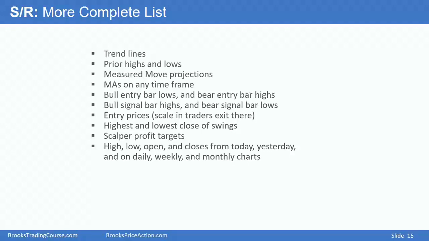Profit targets where scalpers would be taking profits, that creates support and resistance. For example, if you're buying in a bull trend and you're scalping, you're going to be selling at a scalp distance above, and that means the market will tend to turn down there, and therefore it's resistance. The high, the low, the open, and the close from today or yesterday.